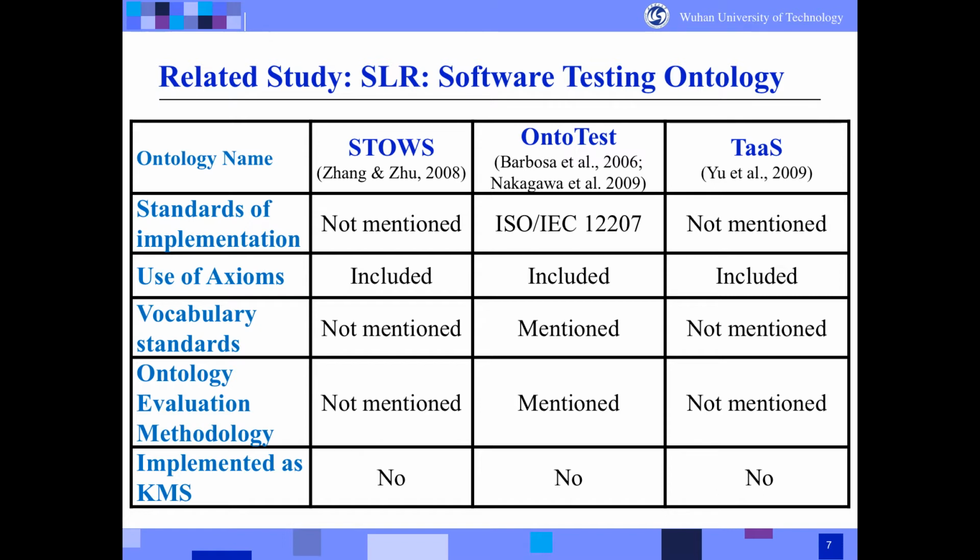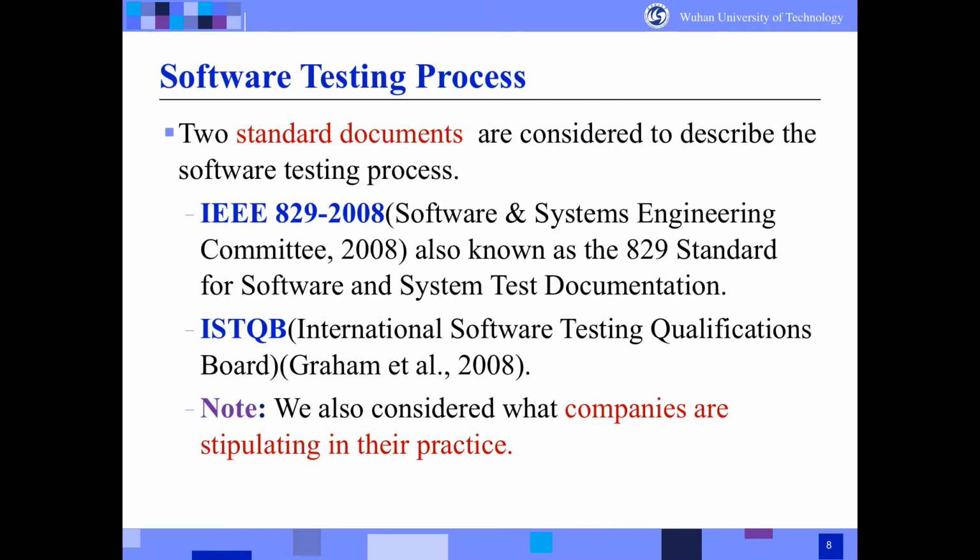Therefore, we decided that the previously discussed ontologies are not enough for our task, but we will use these 3 ontologies as a base to design and develop our own ontology for software testing. So to start this, we looked at the 2 standard documents that are considered to describe the software testing process.